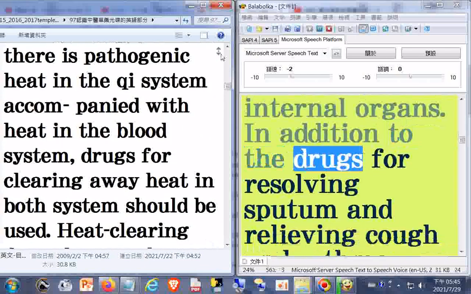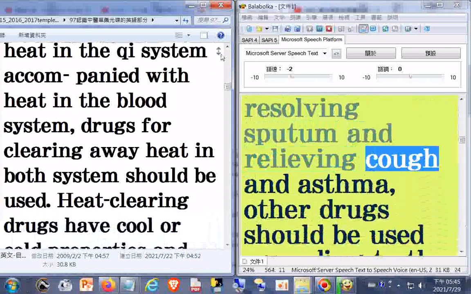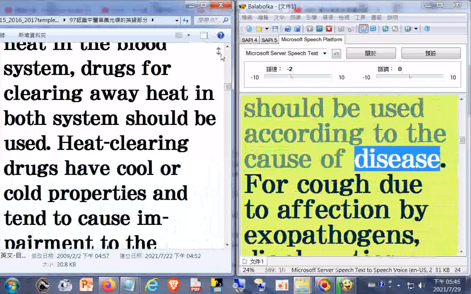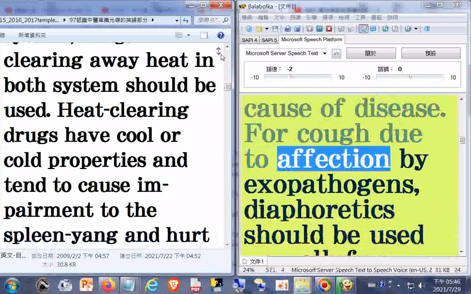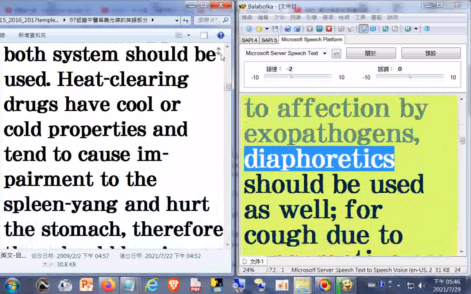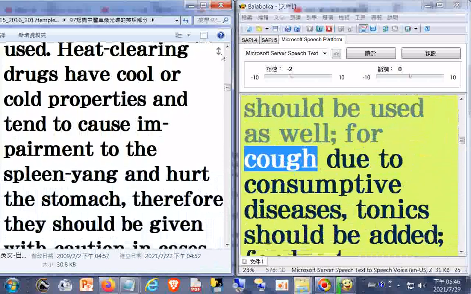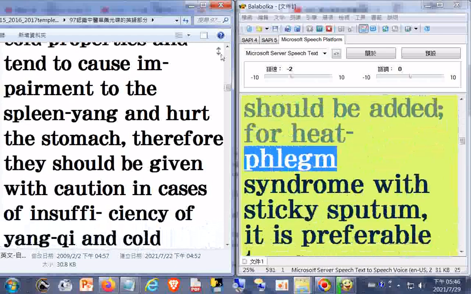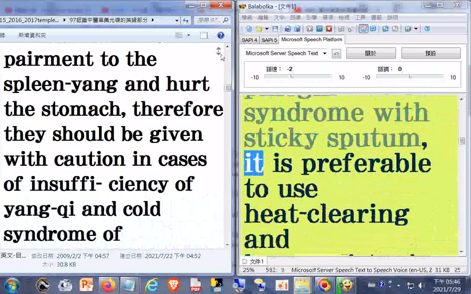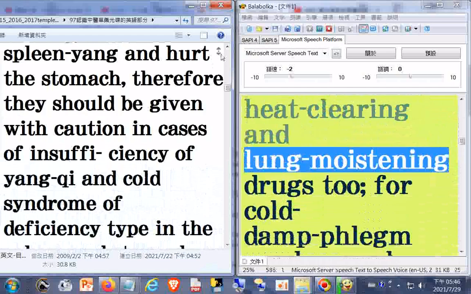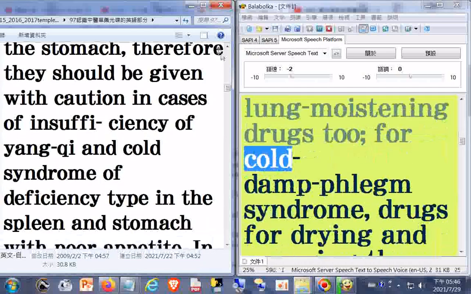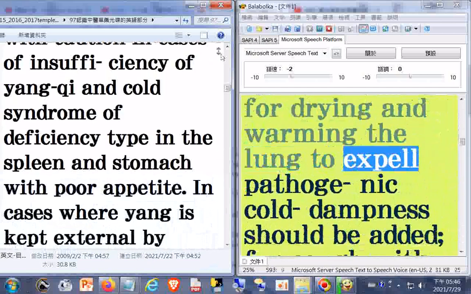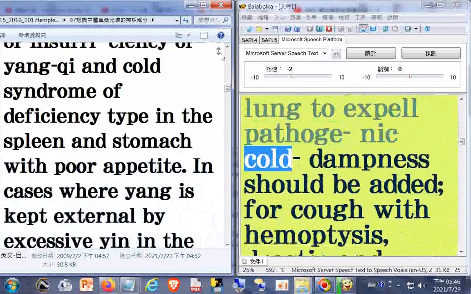In addition to the drugs for resolving sputum and relieving cough and asthma, other drugs should be used according to the cause of disease. For cough due to affection by exopathogens, diaphoretics should be used as well. For cough due to consumptive diseases, tonics should be added. For heat phlegm syndrome with sticky sputum, it is preferable to use heat-clearing and lung-moistening drugs too. For cold, damp phlegm syndrome, drugs for drying and warming the lung to expel pathogenic cold and dampness should be added.